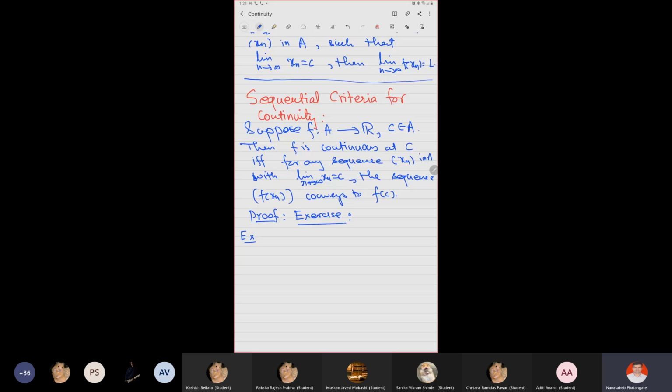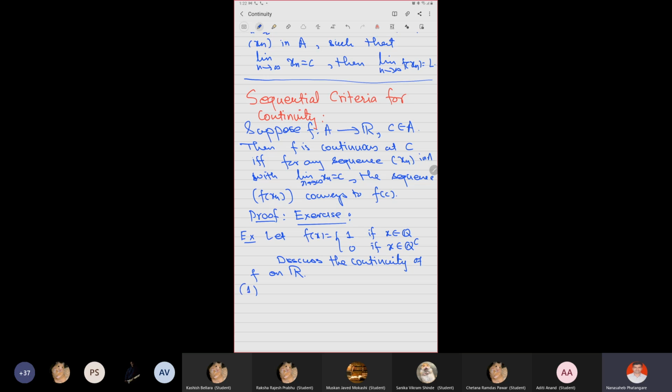Right. So let f of x be equal to 1 if x is rational, 0 if x is irrational. Then the question is, discuss the continuity of f on R. That means at what points this function is continuous and at what points it is not continuous. So this is what we want to discuss.